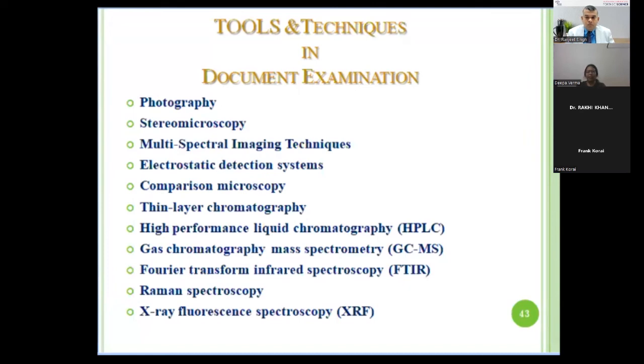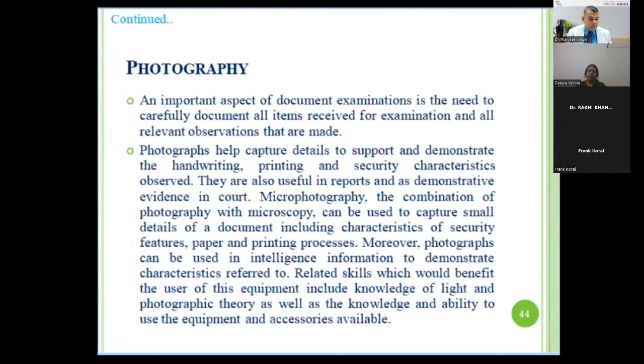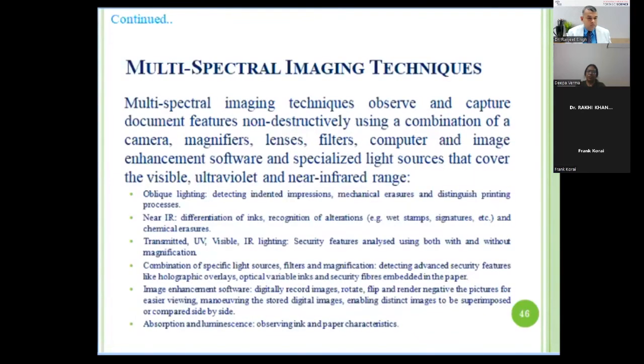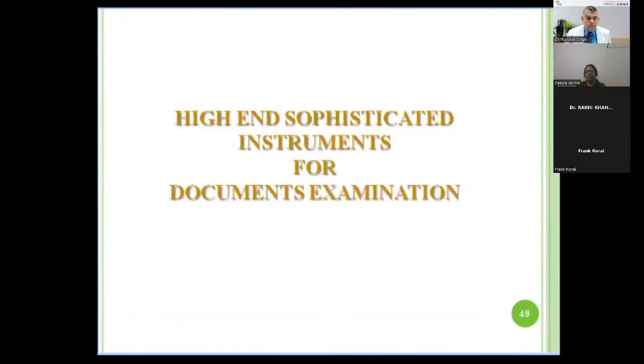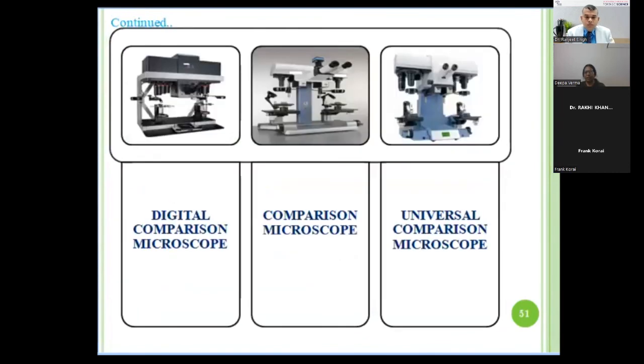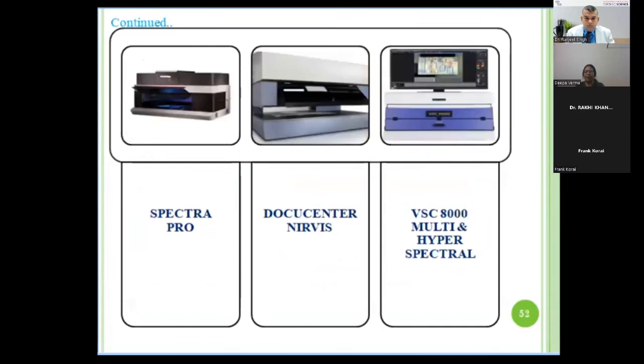TLC, wherever we have permission to conduct chemical tests, so TLC can be done. HPLC, GCMS, FTIR, these we will all cover in the descriptive techniques. So wherever permission is there, we can go with that. Raman spectroscopy is good for comparison examination. So these are the details of photography, stereo microscopy, multispectral imaging techniques, ESDA, comparison microscopy. A few are the features of these techniques and instruments available for comparison.